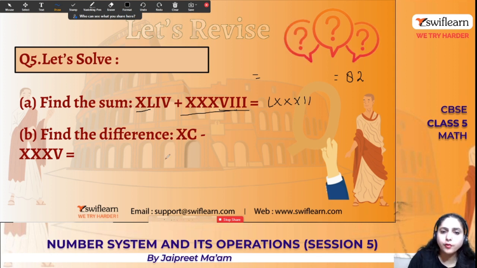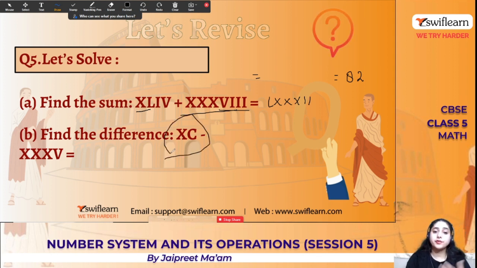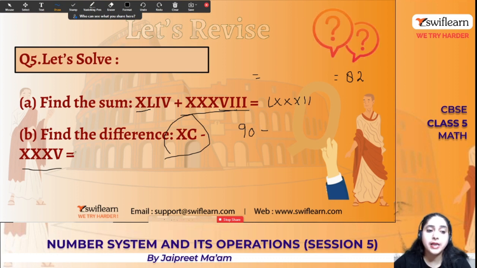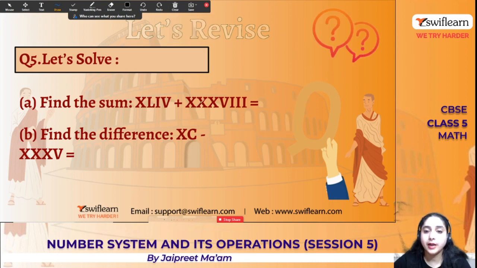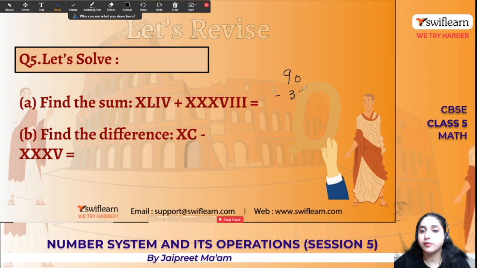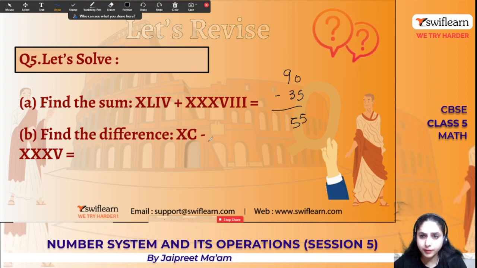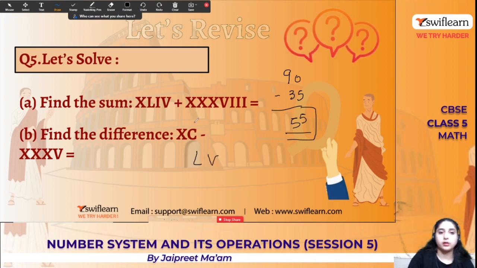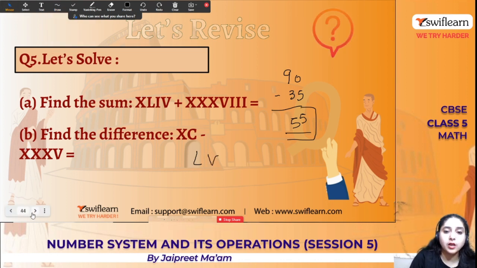Okay? Now we have to find the difference of XC and XXXV. So XC means 90 and XXXV means 35. So we have to subtract 35 from 90. So it will be 55. So how to write 55? We have to write it in Roman numerals. So the Roman numeral will be LV, that is 55.